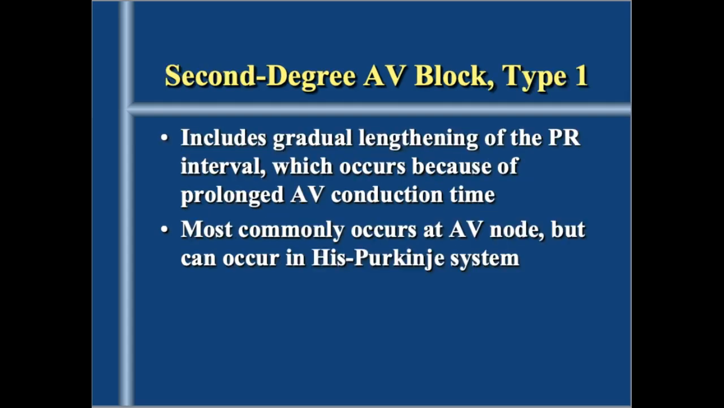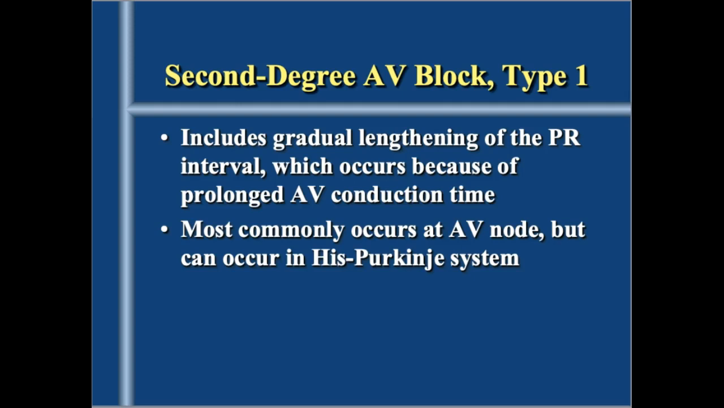So a second degree AV block type 1 is also called a Wenckebach block. The way to remember that is type 1 Wenckebach widen. Type 1 Wenckebach widen, okay? A second degree type 1 block is called a Wenckebach block, and it is characterized by a gradual lengthening of the PR interval, a gradual widening of the PR interval, and it occurs because of prolonged AV conduction times. It's most commonly at the AV node. It can occur below that, but usually it's at the AV node.